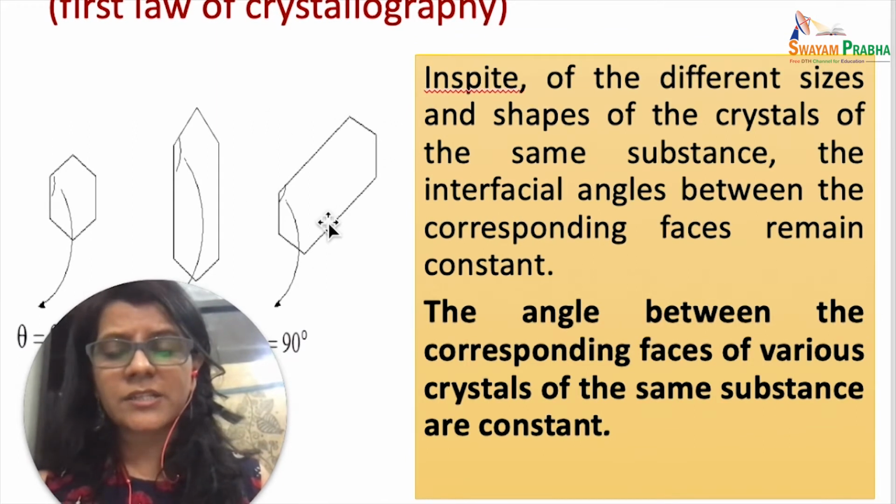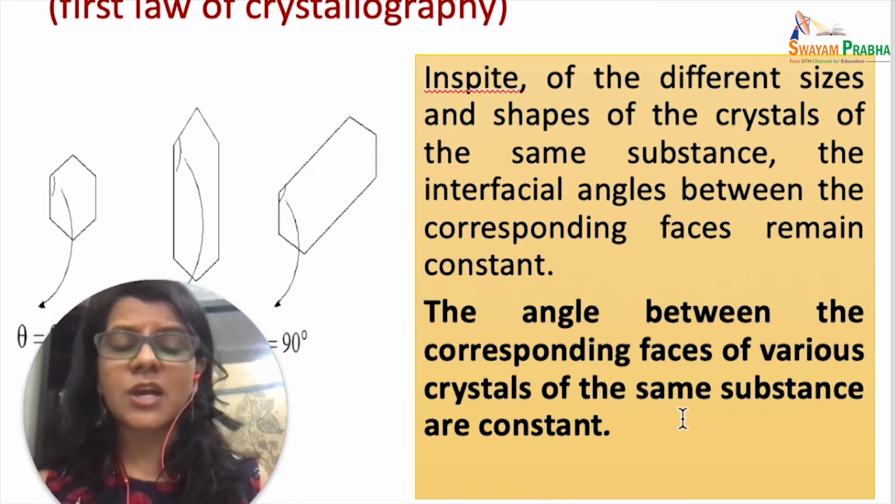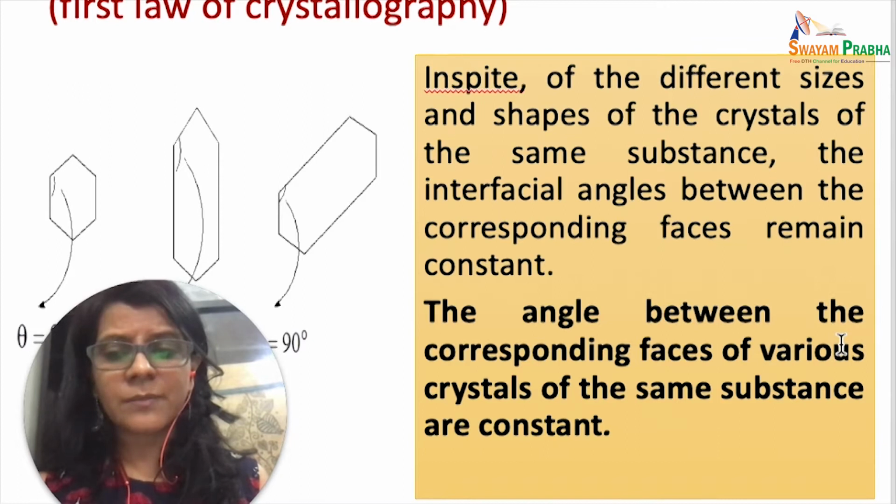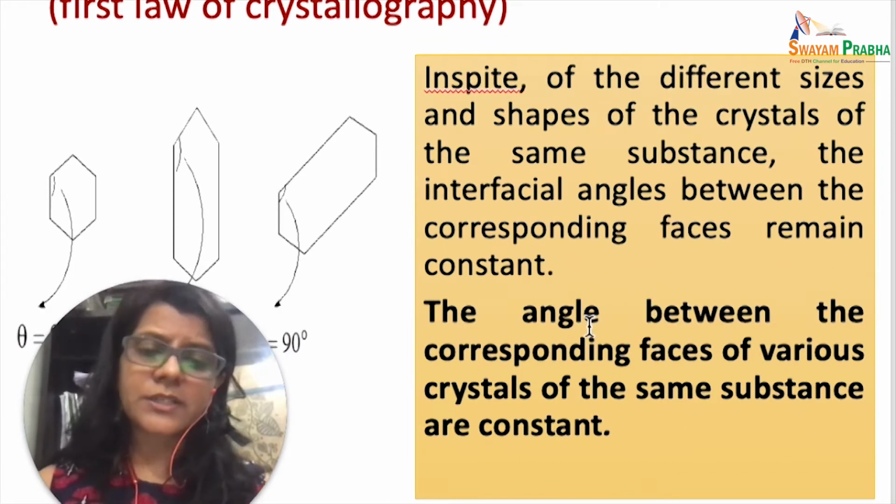The interfacial angles may change with the change in temperature of the crystals. The instrument which is used for the measurement of interfacial angles is called a goniometer. The angle between the corresponding faces of various crystals of the same substance being constant is the main crux of this law. This law states that the angle between the adjacent corresponding faces, the interfacial angles of the crystal, is always constant in spite of the different sizes, shapes, and modes of growth of the crystal.